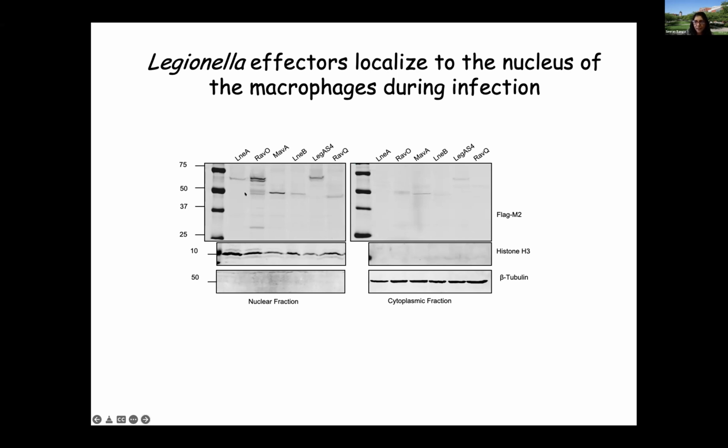They were all FLAG-tagged just so that it would be easy for us to do the detection, because we couldn't really have antibodies for each one of them. You can see here, in the nuclear fraction, all of these proteins during an infection do go into the nucleus. And this is the cytoplasmic fraction, and these are just the appropriate controls over here.